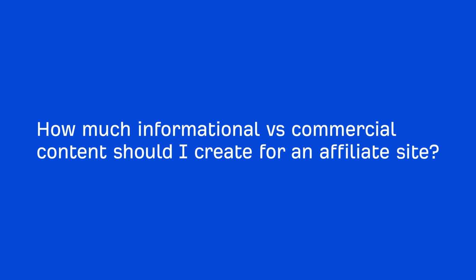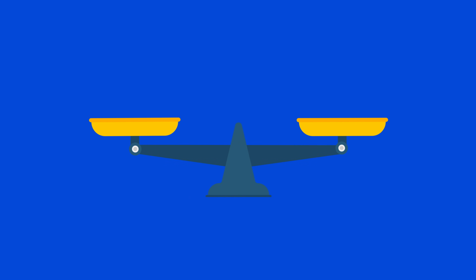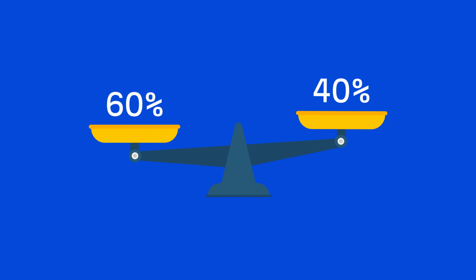So back to the question, what is the ideal ratio of commercial to informational content for an affiliate site? Well, as I just explained, there's positives and negatives to both types of content. And because both are important, it's my opinion that any ratio that's roughly equal is completely fine. That might be a 40-60, 50-50, 60-40, or whatever.